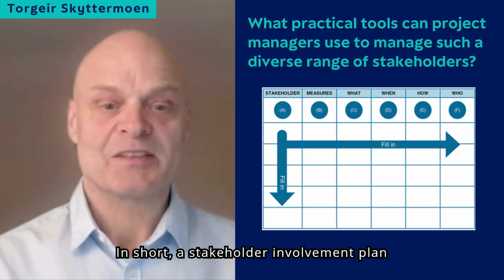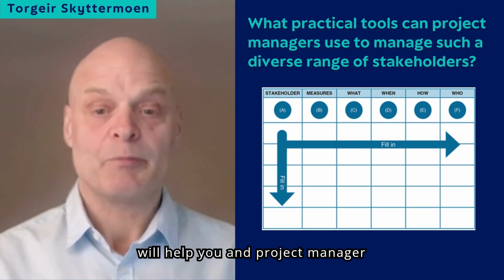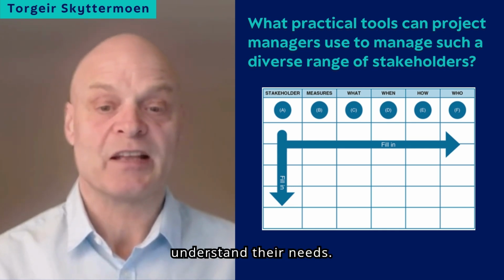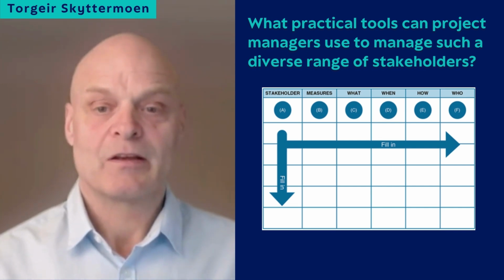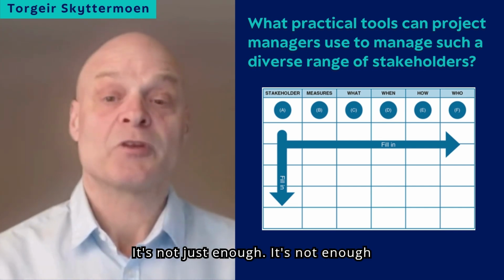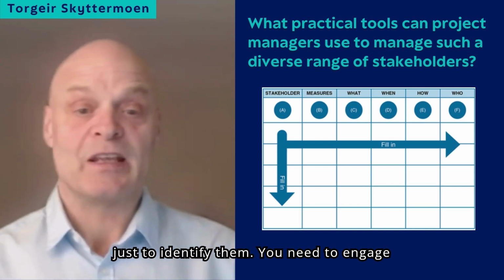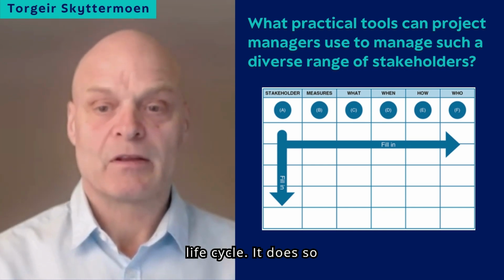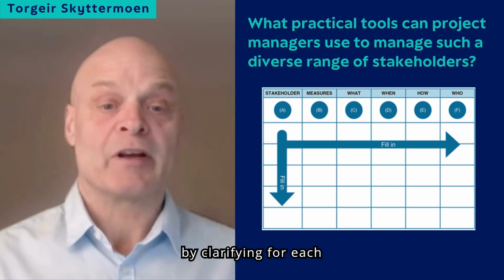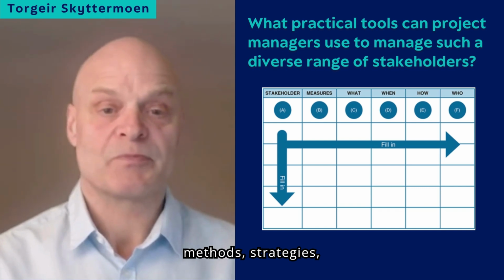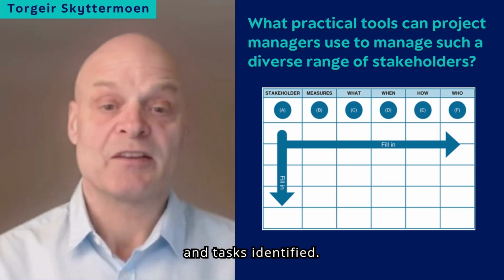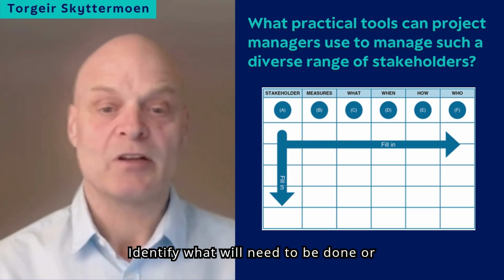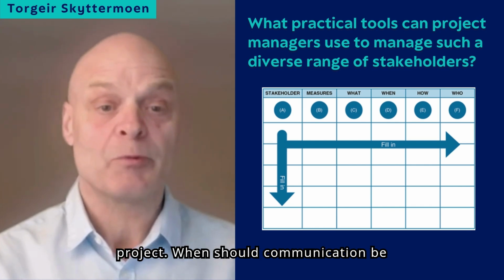In short, a stakeholder involvement plan will help you, the project manager, identify your stakeholders and understand their needs. It's not enough just to identify them. You need to engage them actively throughout the project's life cycle. It does so by clarifying, for each stakeholder, measures, strategies and tasks. Identify what will need to be done or communicated to stakeholders during the project.